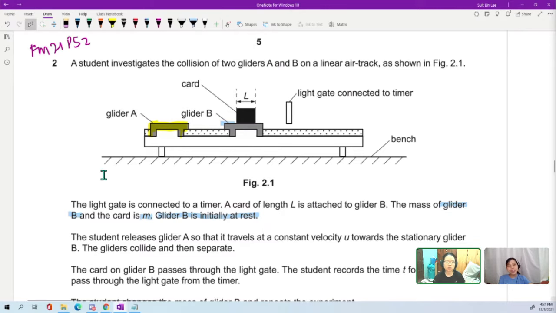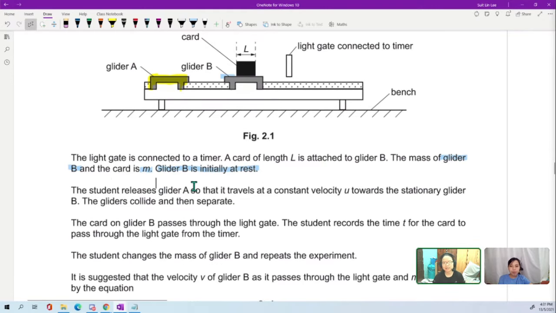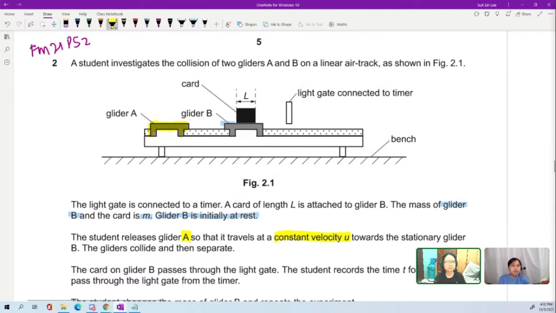So there's a lot of information here that you may or may not need later. The student releases glider A so that it travels at constant velocity U. So this is the constant velocity of glider A towards the stationary glider B. They will then collide and separate. The card on glider B passes through the light gate. So when it passes through the light gate, the timing will start here and the timing will stop here. So the stopwatch will start here, the stopwatch will stop here. That's what the light gate does.